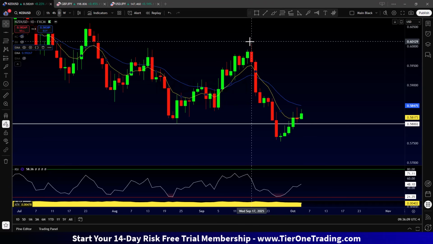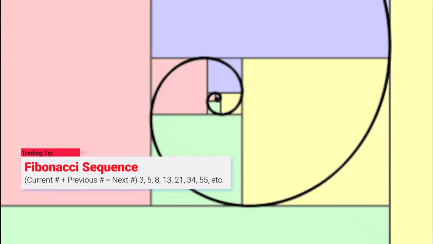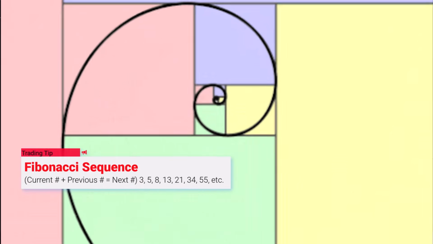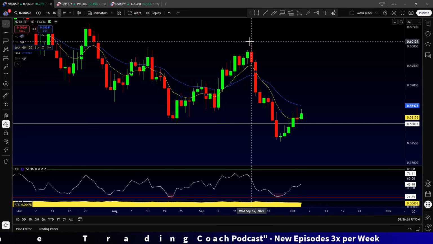Me personally, because I'm Fibonacci based, when I use EMAs for strategy development and stuff like that, I tend to use Fibonacci numbers. So if I'm going to use an 8, I may use an 8 and a 13. I may use an 8 and a 21. I may use a 21 and a 34, a 55, just because I like progressing with those numbers. But it honestly doesn't matter.